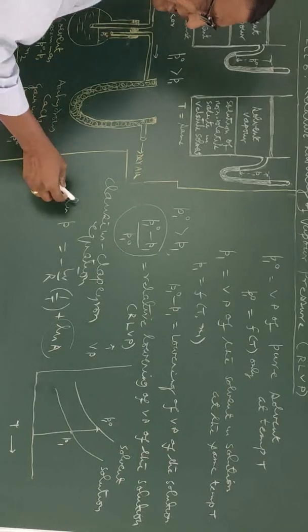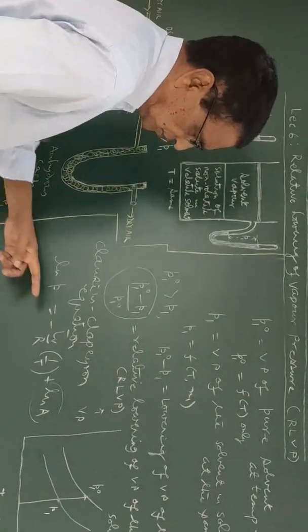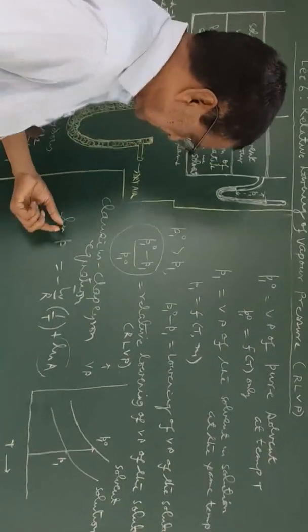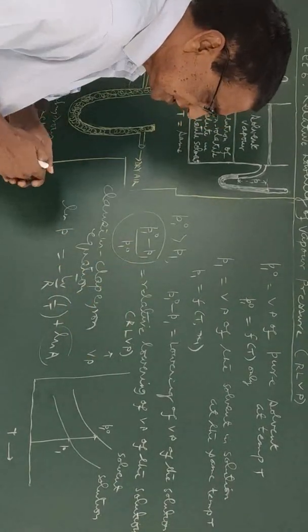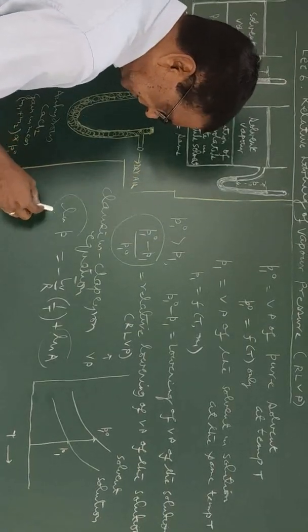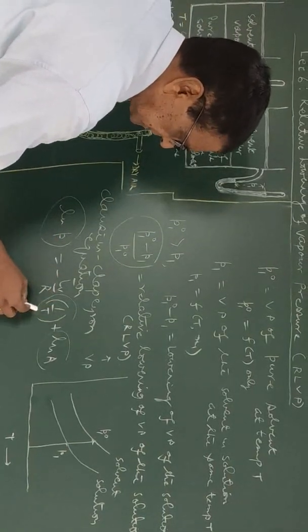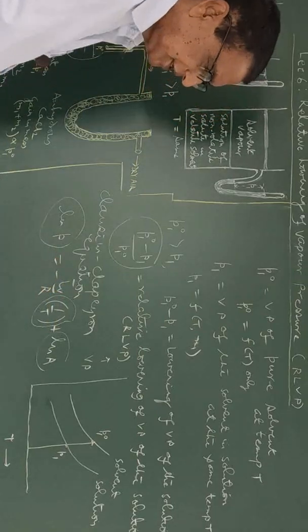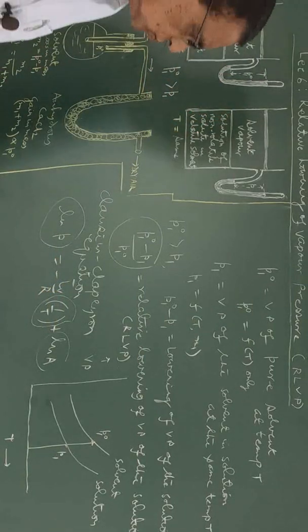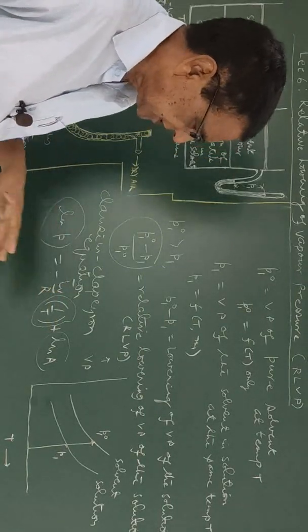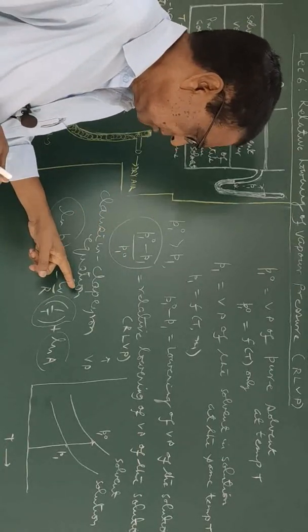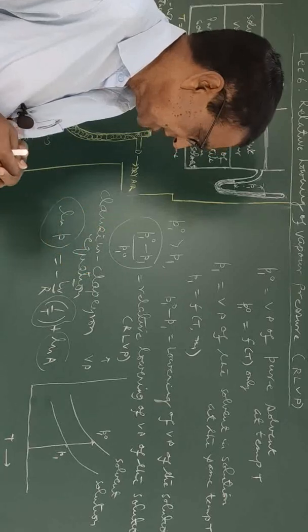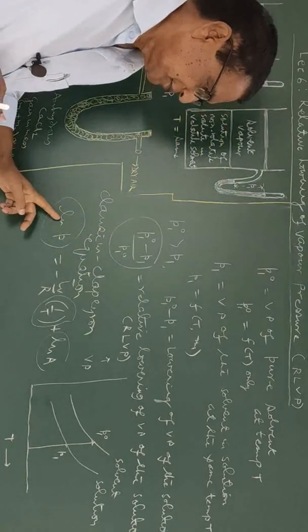So from this relation it is seen that with the increase in temperature, the vapor pressure will increase, but not in a linear fashion. If we plot ln P versus 1 by T, then it will give a linear plot. And also it is evident that with liquids having a higher molar latent heat of evaporation, the vapor pressure will be less.